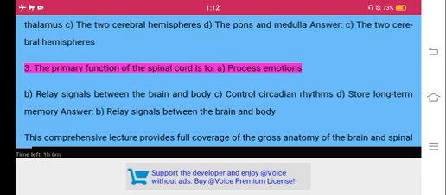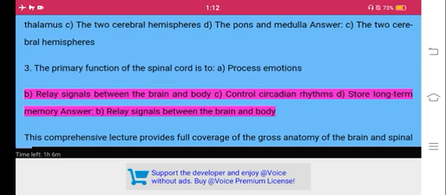3. The primary function of the spinal cord is to: A. Process emotions. B. Relay signals between the brain and body. C. Control circadian rhythms. D. Store long-term memory. Answer. B. Relay signals between the brain and body.